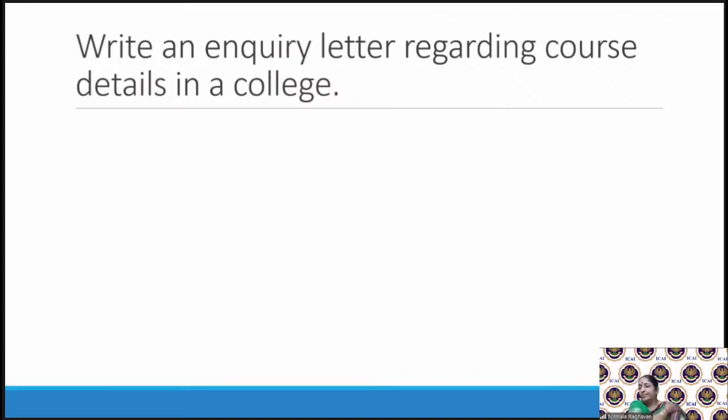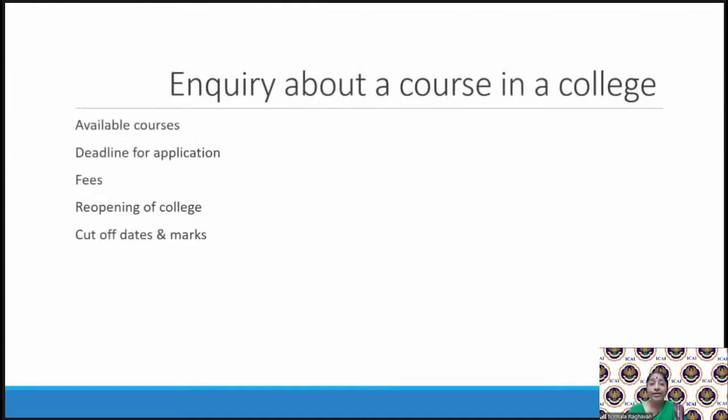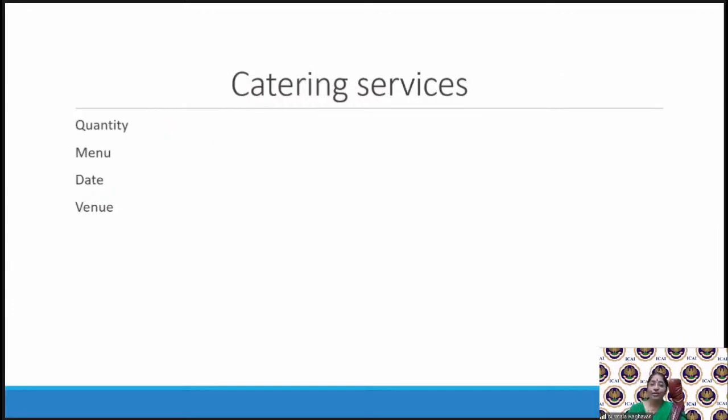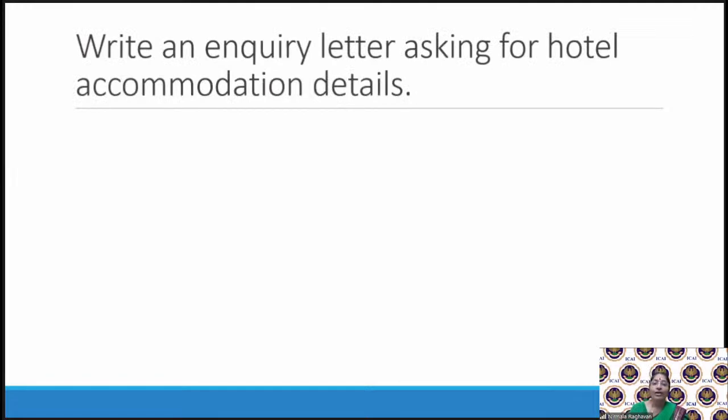Okay, here we go. The next one. Enquiry about a course in a college. Look at the details that I have. Available courses, deadline for application, fees, reopening of college, cutoff dates and marks. These are things you have to ask for. Then, catering services. Here you have quantity, menu, date, venue. Okay, these are things that you need to ask for.